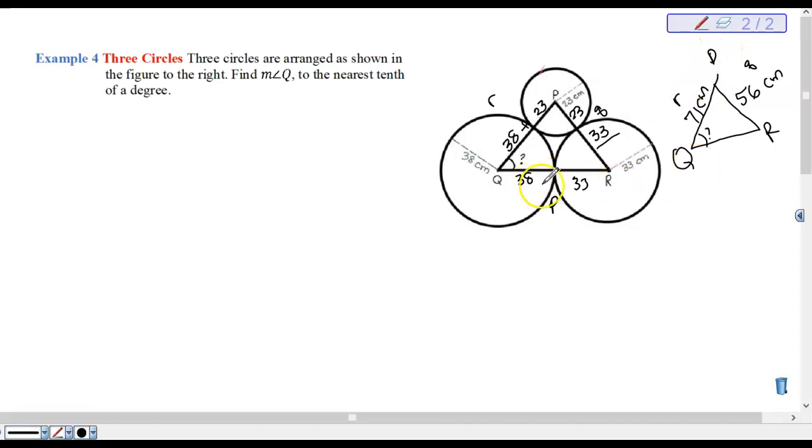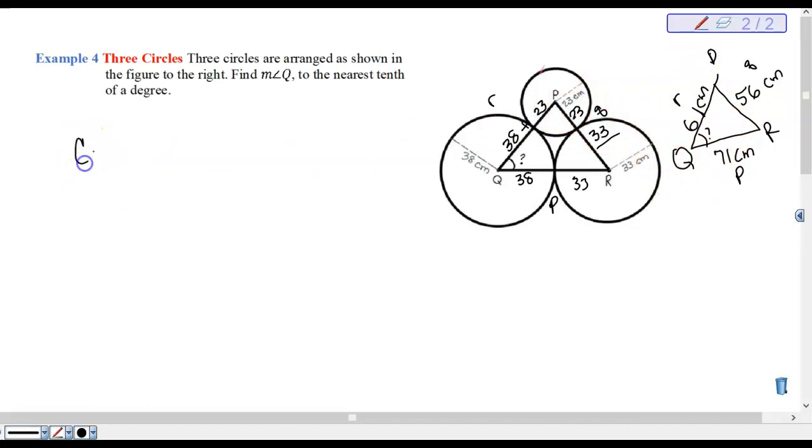And then this bottom one here, that is not 71, that is 61. Let's try that again. That is 61 centimeters. Okay, and then Q to R is 38 plus 33, so it's 11, carry the one, that's 71 centimeters. I had it backwards. Okay, so that is side P. So we have this triangle here using the radii here. So we have side, side, side, and we're looking for angle Q.